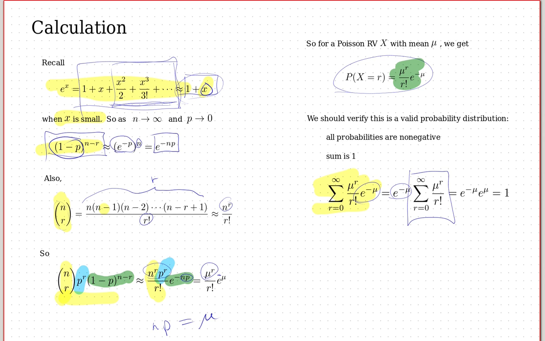Pull that out front, and what you've got here is again the power series for e to the x, written in sigma notation. So you've got e to the minus mu times the sigma expression, which is e to the mu, and that comes out to be 1. So it worked out beautifully. The sum of all these probabilities is 1. They're all non-negative. So this is certainly a valid probability distribution. And next, we'd like to see if it has the properties that we'd like it to have.